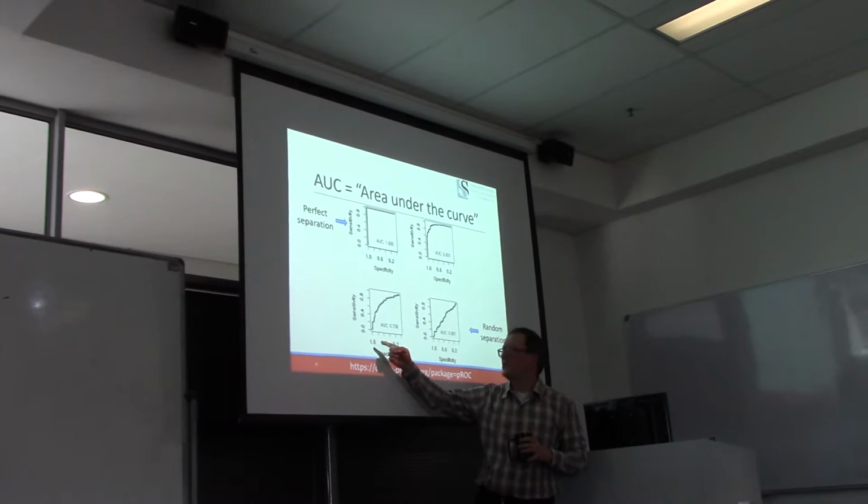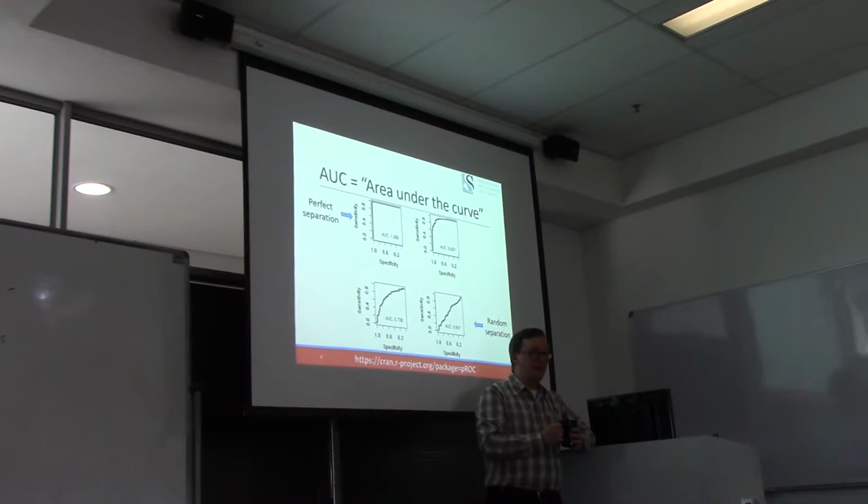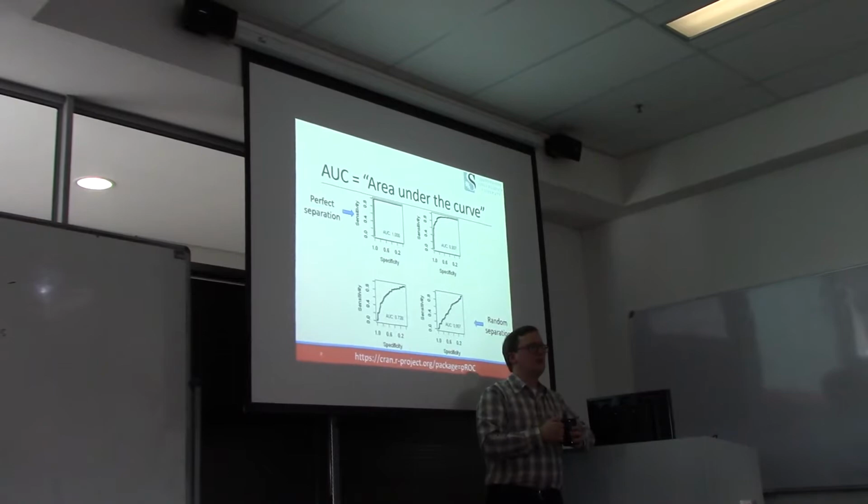Okay, so do we feel like we can interpret what AUC values mean? What is a perfect separation going to yield as an AUC? One. What is a completely by random chance separation going to yield on AUC?